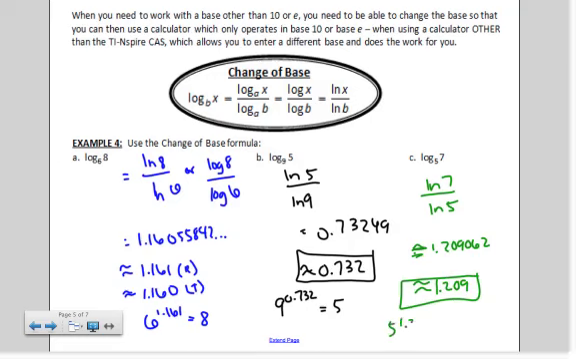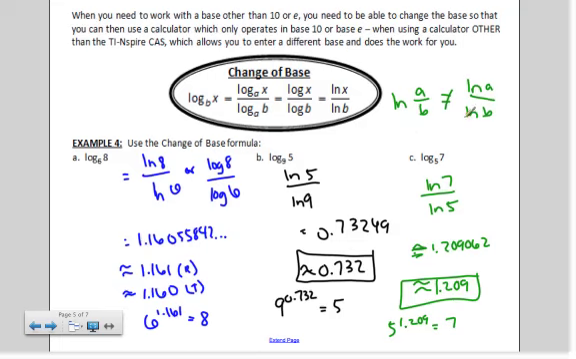Now, the reason we actually wanted to show you this is, number one, in case you have to use a calculator that doesn't allow you to enter a different base. But remember way back when we did natural log of A over B. Natural log of A over B is not equal to natural log of A over natural log of B.